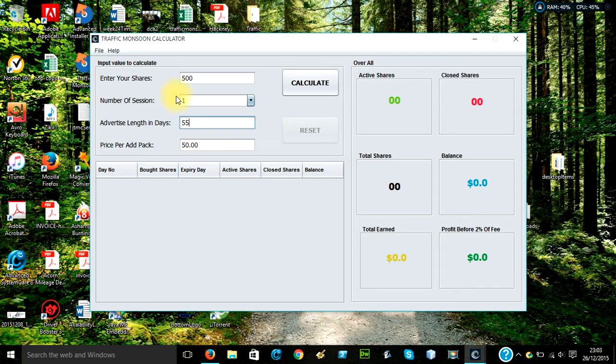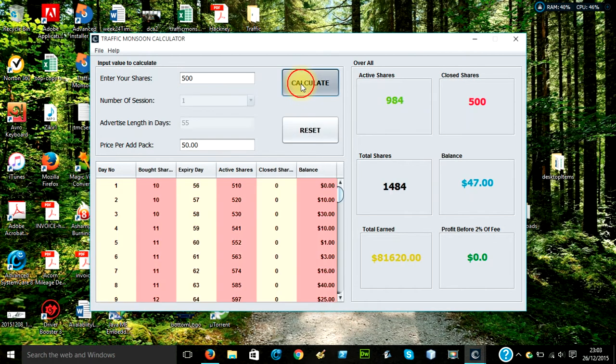Now let's calculate for one session only. One session means 1 times 55 days. In 55 days you are going to buy the shares. Basically you are going to repurchase, reinvesting with your income. So if I press the calculate button, it's calculated and has generated the result.